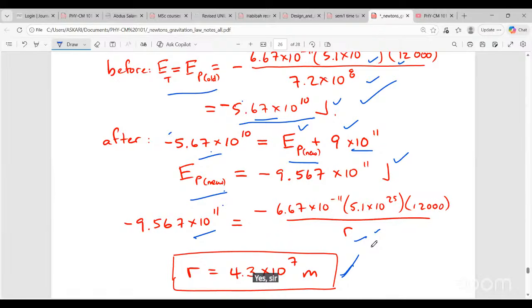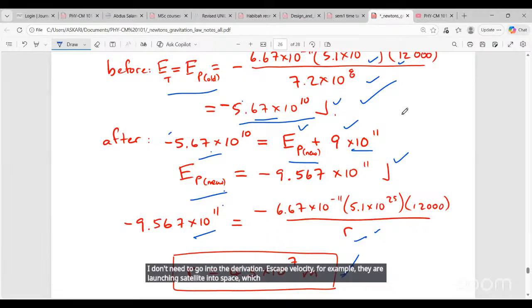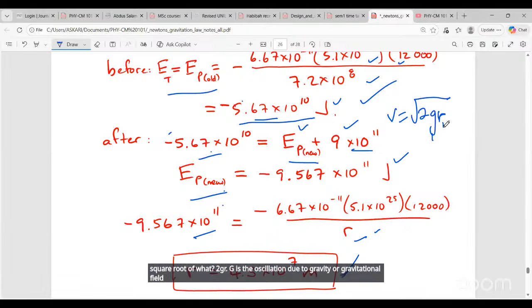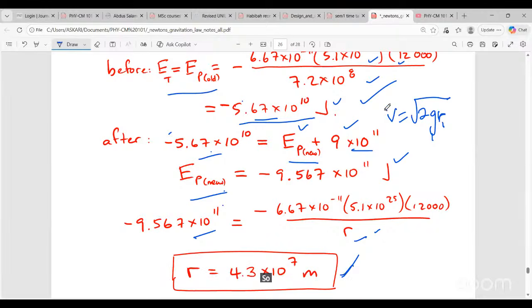Yes, sir. Okay. Because of time, there is also what we refer to as escape velocity. I don't need to go into the derivation. Escape velocity, for example, we are launching a satellite into space, which means you must give it a velocity that will make it go out of the radius of the Earth. So escape velocity is usually given as square root of 2gr. g is the acceleration due to gravity or gravitational field strength, and r is the distance. So when given that, it escapes.